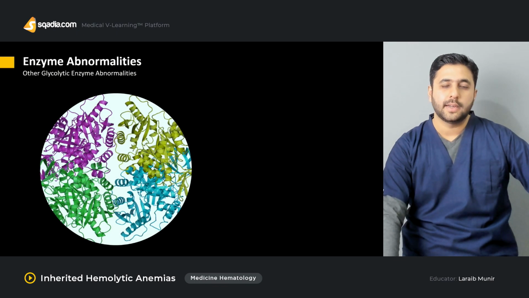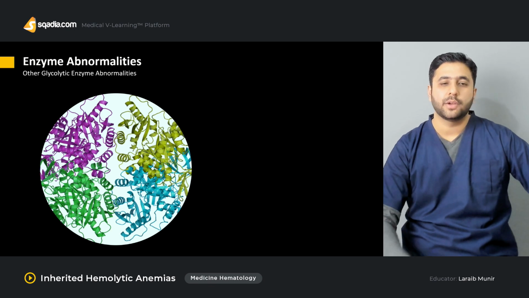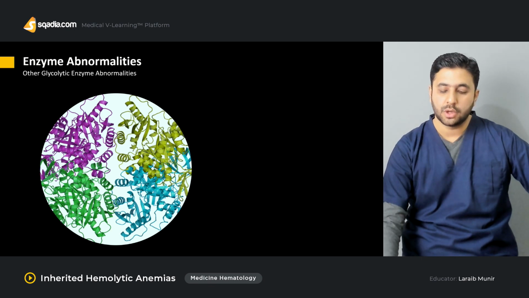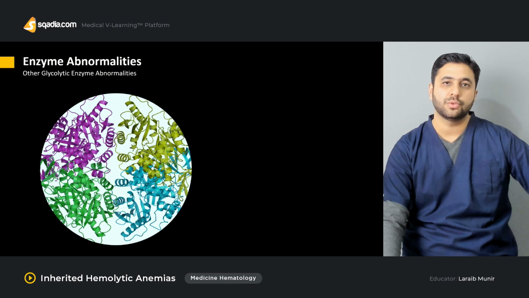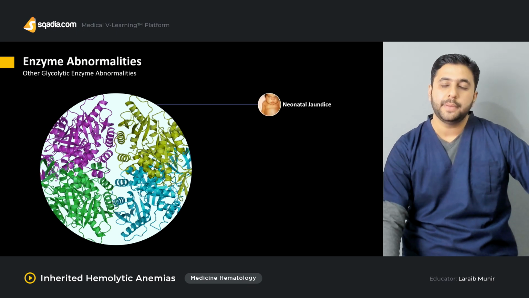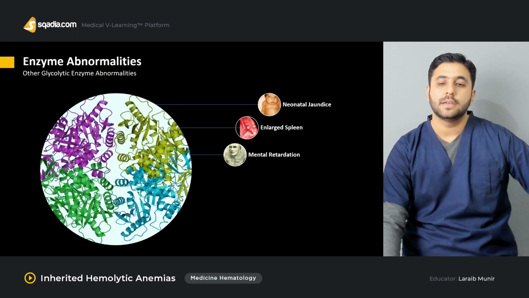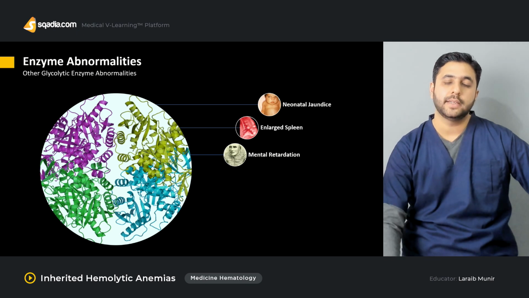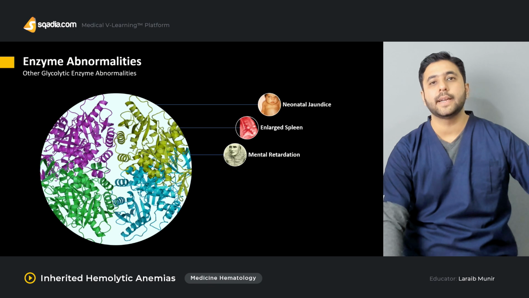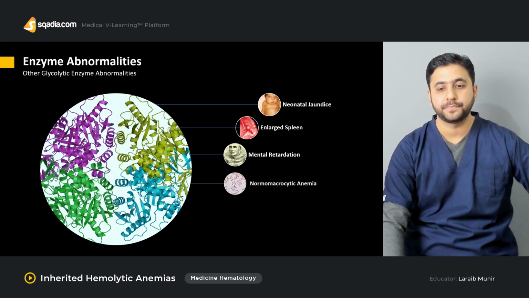Let's talk about certain other glycolytic enzyme problems, and we are going to talk about the clinical features on the whole. There might be development of neonatal jaundice because of the excessive bilirubin. The spleen is enlarged. The jaundice of the increased bilirubin can get deposited in the brain and can lead to kernicterus or mental retardation, problems with the cognition in the cerebrum.